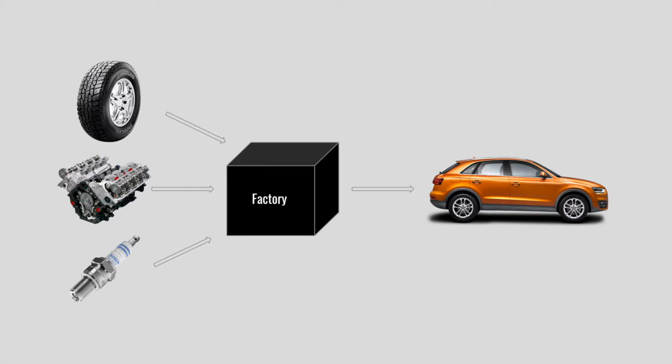And the output varies based on the given inputs. For instance, if we passed in a different color metal, we might get a green car. Or if we pass in a different type of engine, we might get a sports car. Granted, that's not exactly how a factory works, but you get the idea.